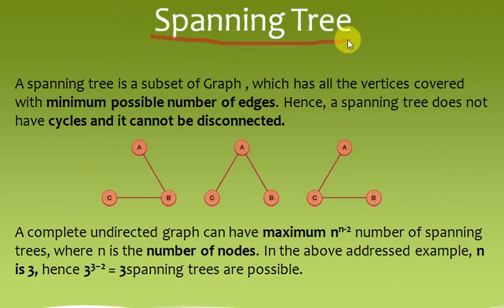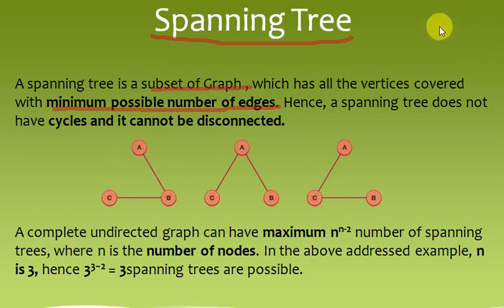Here we are going to discuss the spanning trees. The spanning tree is the subset of a graph which has all the vertices covered with the minimum possible number of edges. Hence, a spanning tree doesn't have a cycle and it cannot be disconnected. So the main thing with the spanning tree is that we should have the minimum possible number of edges.